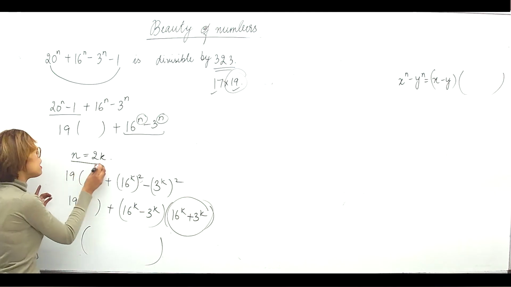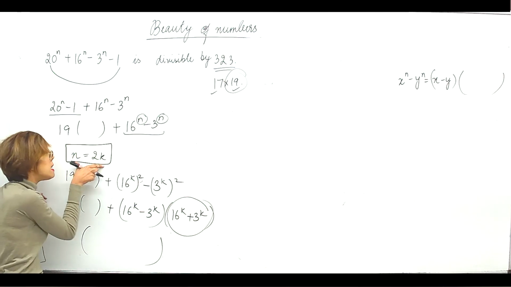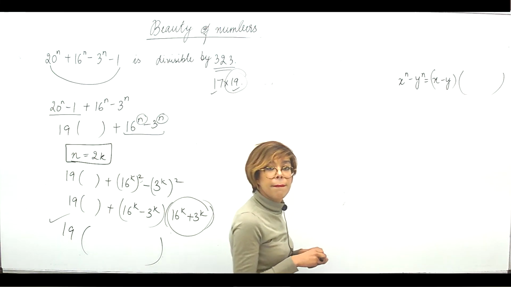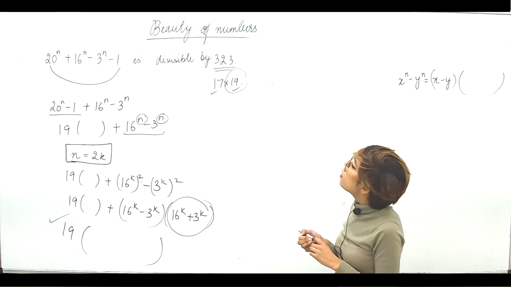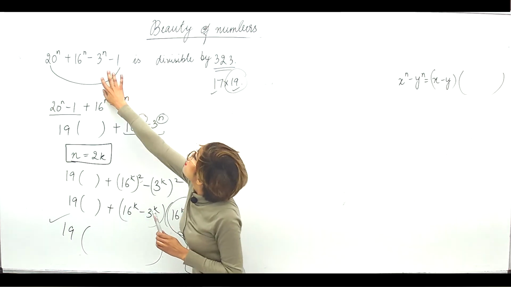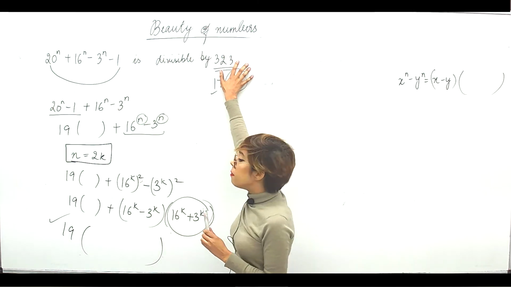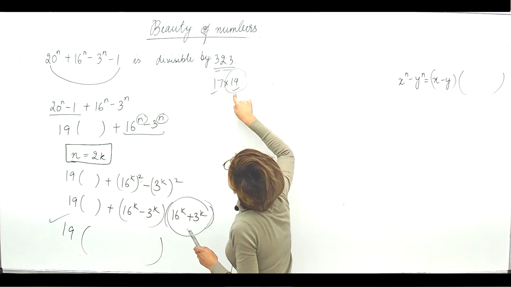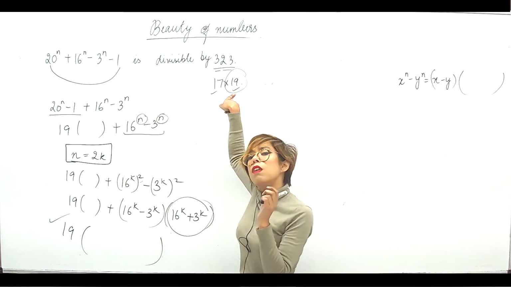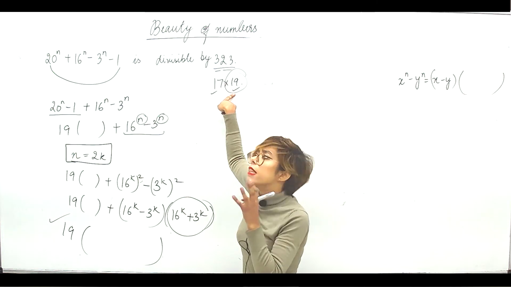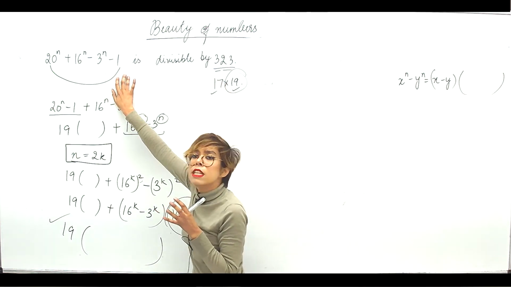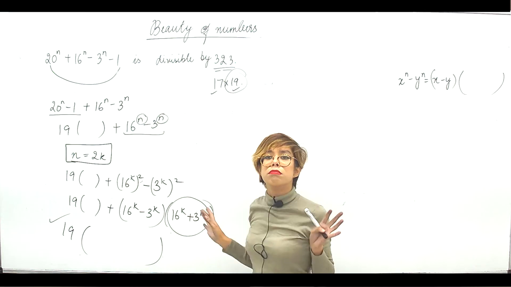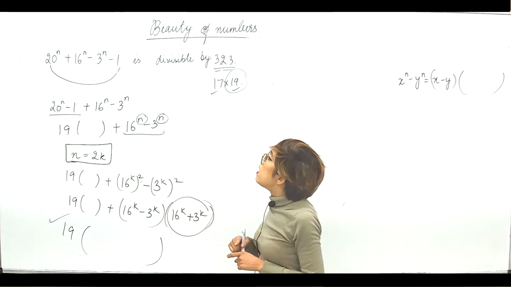So when n is of the form 2k, where n is even, definitely I'm getting the factor of 19. I wanted all those n such that this is divisible by this. For even numbers, I am getting that this is divisible by 19. Now, if somehow I can say that for even integers, this is also divisible by 17, my problem is solved. Right? So, let me check.